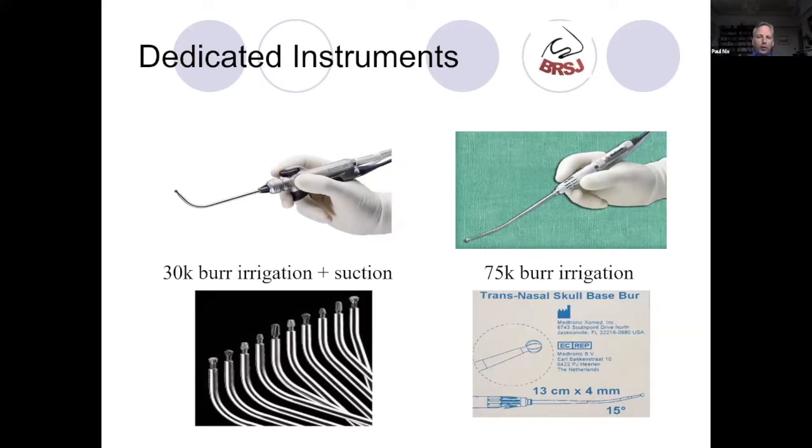They fit onto the M5 handpiece. They run at 30,000. There's a lovely range of cutting burrs, and the angle can go from 40 degrees to 70 degrees. It has both suction and irrigation at the same time.